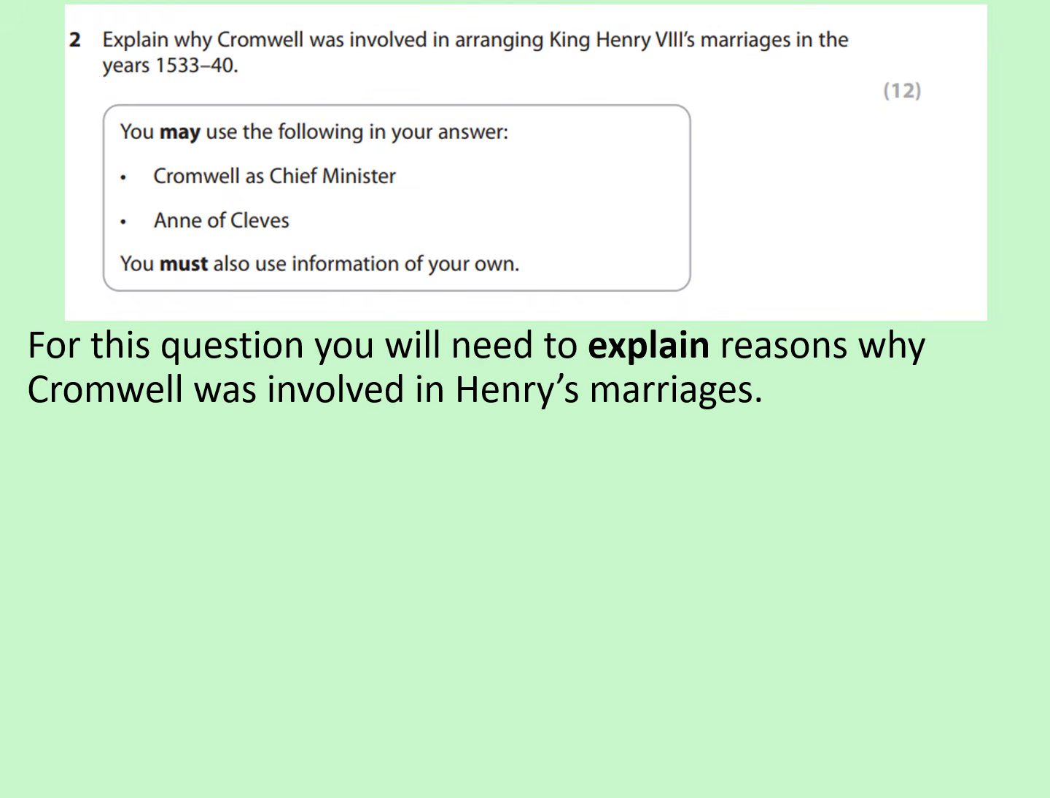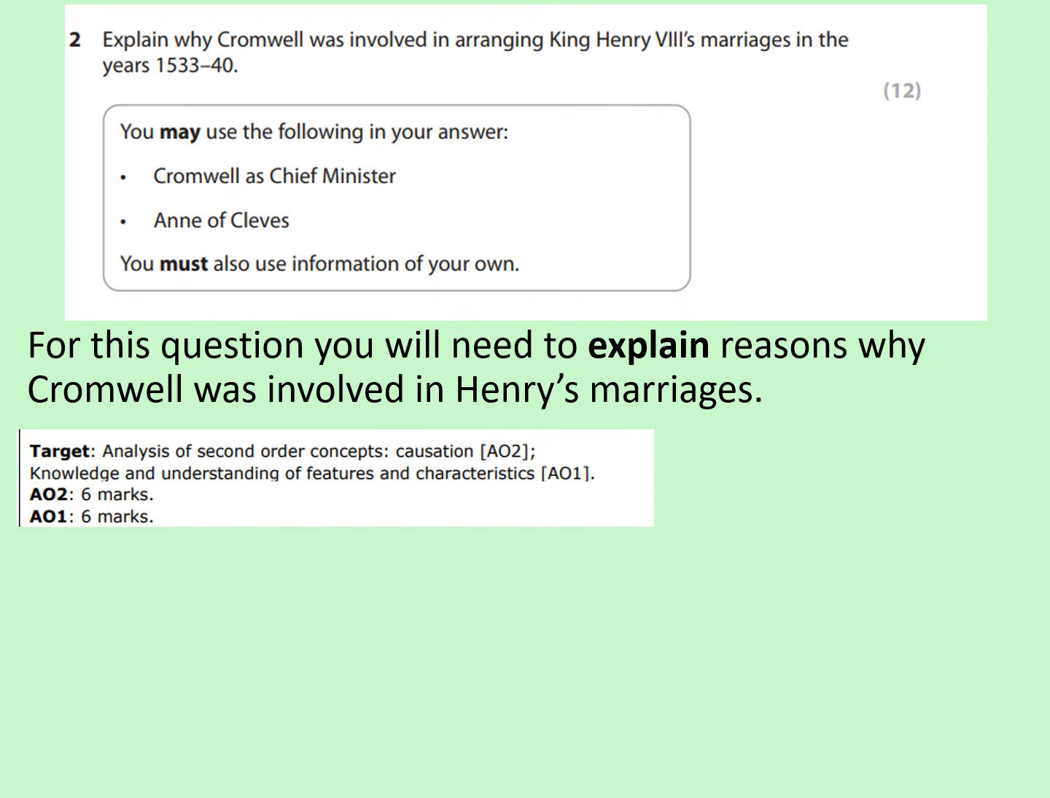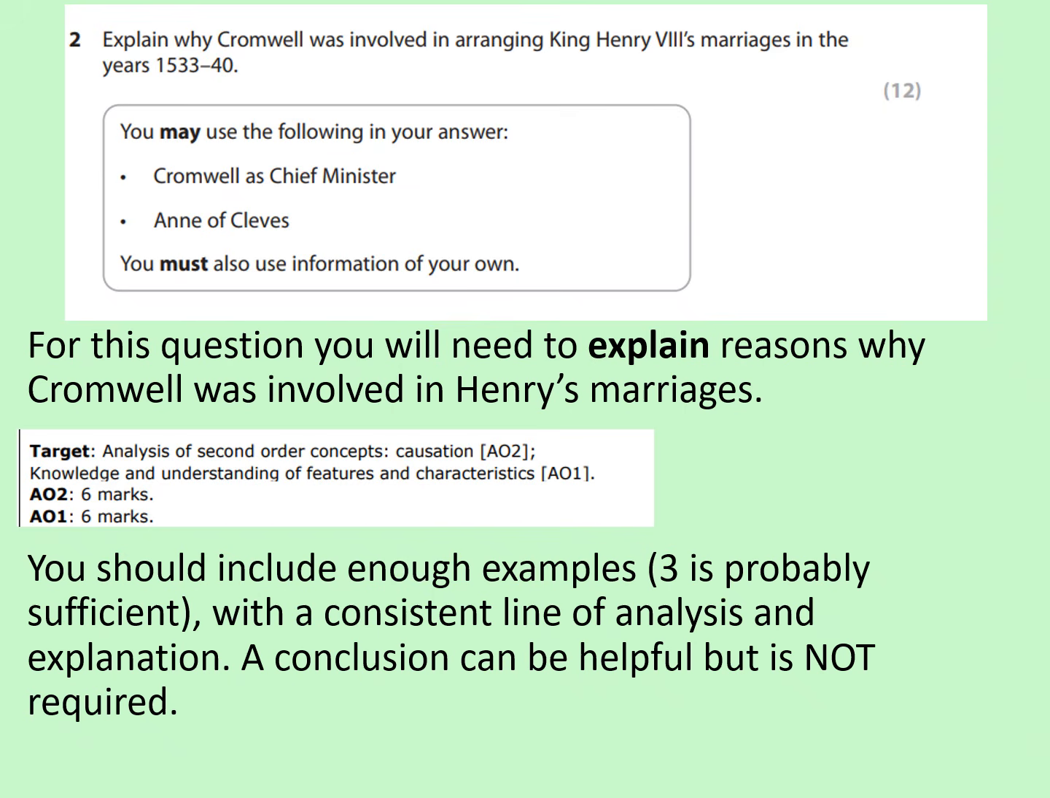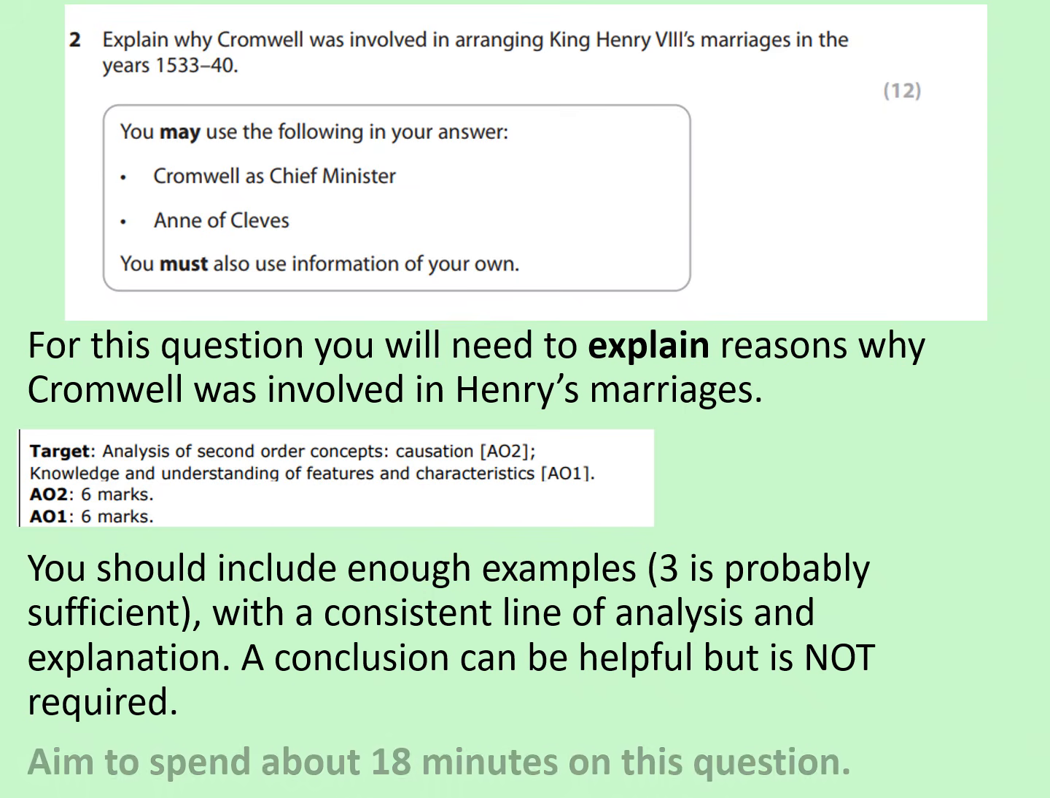For this question, you will need to explain reasons why Cromwell was involved in Henry's marriages. This is what it might look like in part of the mark scheme. You're given 6 marks for AO1 and 6 marks for AO2. So that would be knowledge and understanding of features and characteristics, AO1, and analysis of second order concepts, in this case causation, AO2. You should include enough examples, and 3 is probably sufficient, with a consistent line of analysis and explanation. A conclusion can be helpful, but it's not actually required, so that's very much up to you and your style. And like I said earlier, aim to spend about 18 minutes on this question.